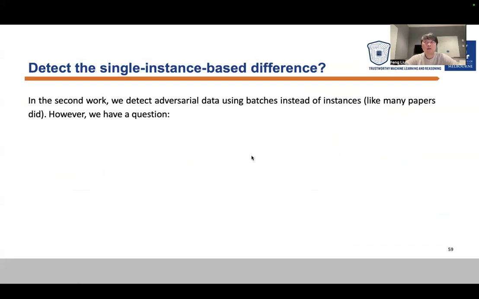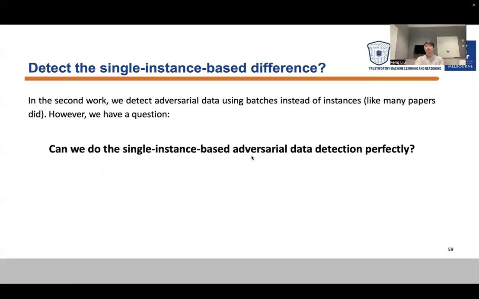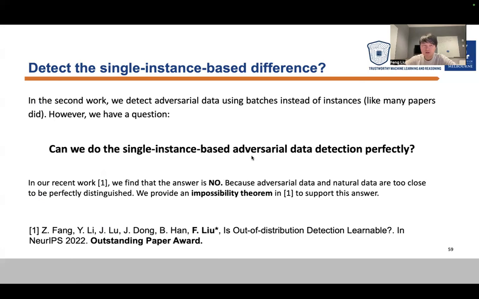In the second work here, we found that a lot of papers consider detecting adversarial data sample-wise. But in some work, like testing work, we consider detecting those data using batches instead of instances. So we have a question here: can we do single-instance-based adversarial data detection perfectly? The answer is no. In our recent work, we found that adversarial data and natural data are too close to be perfectly distinguished. And in this paper, we provide an impossibility theorem to support this answer.